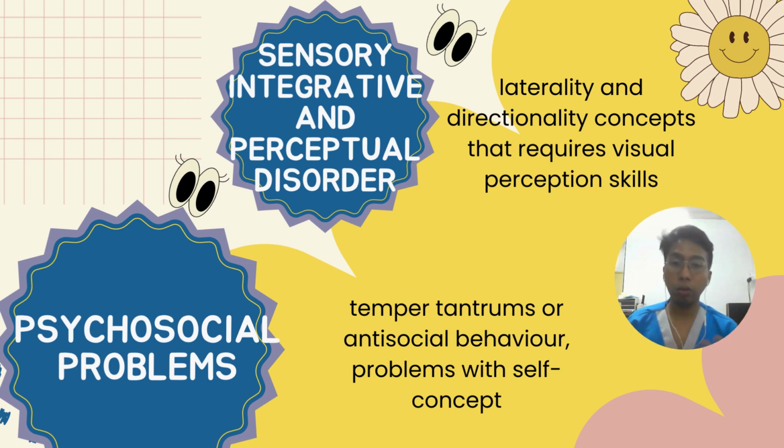And the next is psychosocial problems, which is temper tantrums or antisocial behavior, where they don't want to talk with children among their ages. They just play solitary, for example. Problems with self-concept, which is understanding themselves and how they work in this world.